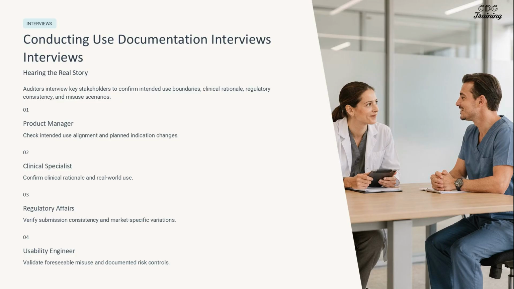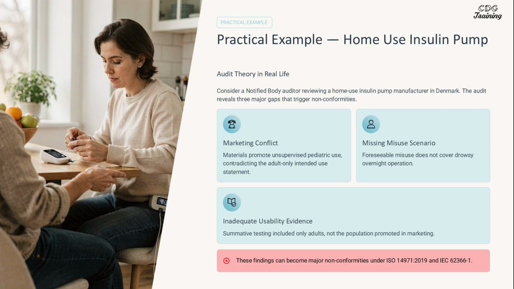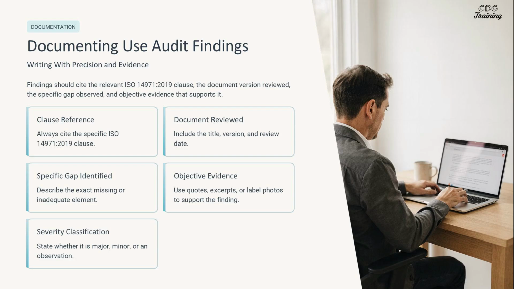Interviews with key stakeholders confirm intended use boundaries, clinical rationale, regulatory consistency, and misuse scenarios, providing real-world insights. A notified body audit of a home-use insulin pump reveals major gaps in marketing, misuse scenarios, and usability evidence, highlighting real-world audit challenges. Findings should cite relevant ISO clauses, describe gaps, and provide objective evidence. Proper documentation supports the audit process and strengthens findings.